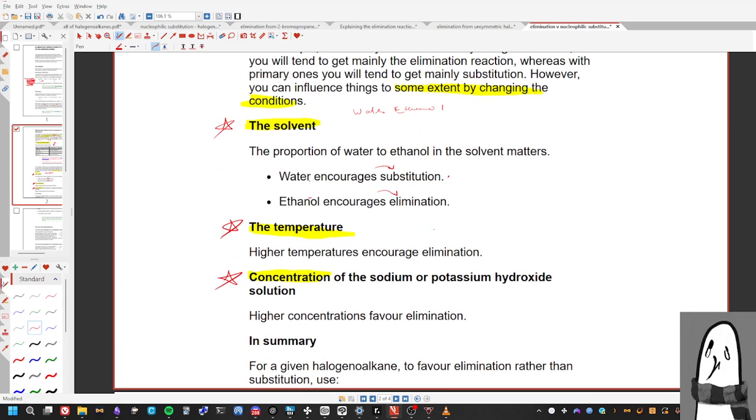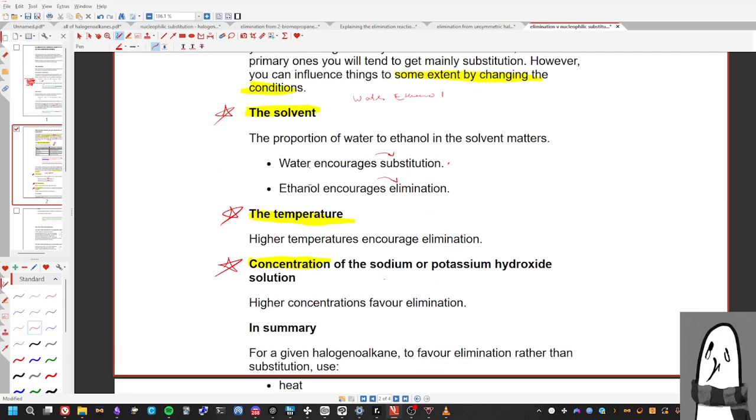So again, higher temperatures increase elimination. You can imagine it like when you increase the temperature, you become more angry, so you want to eliminate more. Water is like peace, so it encourages substitution. Ethanol burns, so it encourages elimination.